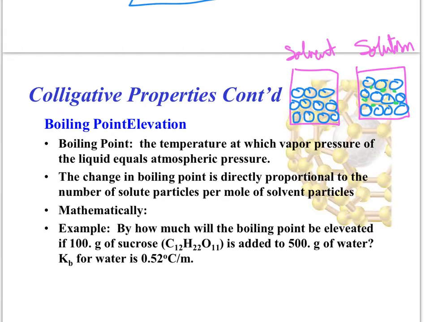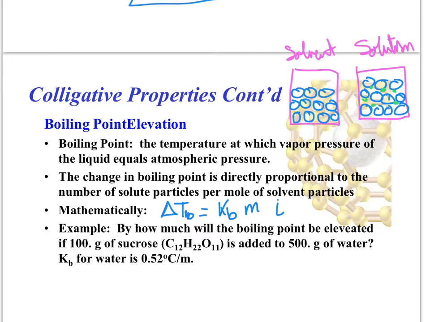Mathematically, this one looks just like the other one. So instead of the F's, we're going to put B's. So delta T_B is equal to K_B times m times i. Same thing, except B for boiling as opposed to F for freezing. So this is the change in the boiling point. This is a constant that's different for each substance. This is your molality. And this one is the number of ions that your ionic substance will split up into. So again, if it's covalent like this, we don't worry about it. If it's ionic, then we'll worry about it. And we'll see an example in a few minutes with it being ionic.